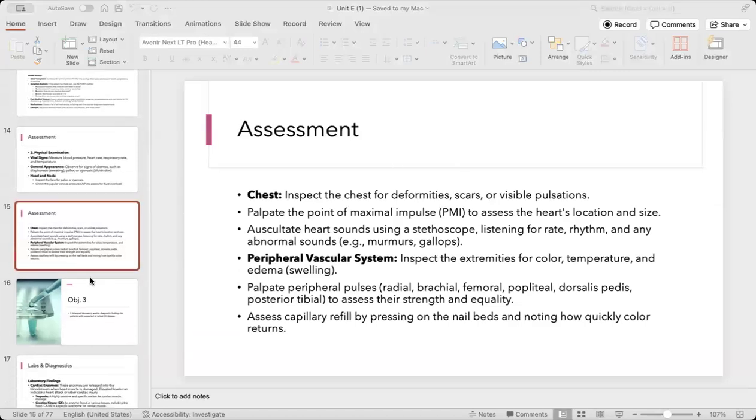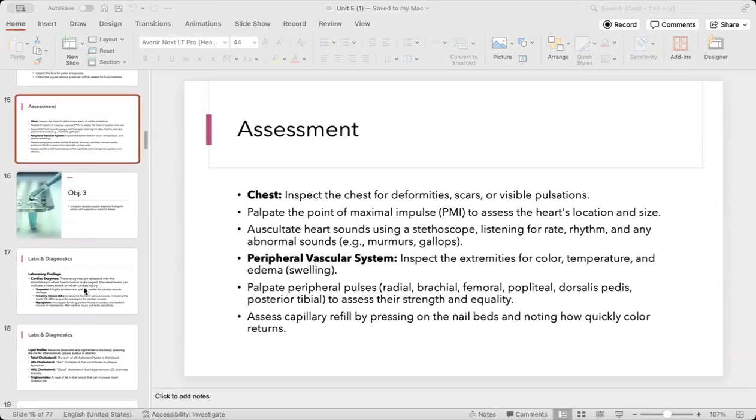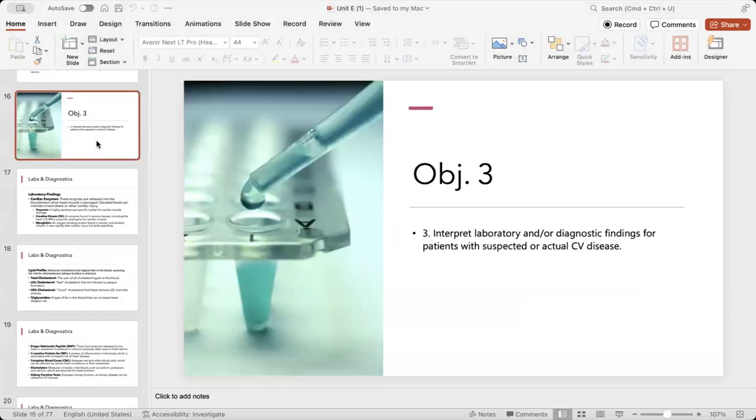All right. Does anybody have any questions about that particular objective? One and two are pretty straightforward. Just understanding the anatomy and physiology and understanding how to do a focused cardiac assessment. Okay, so let's talk about objective three. So this asks you to interpret labs and diagnostics for patients with suspected or actual cardiovascular disease.